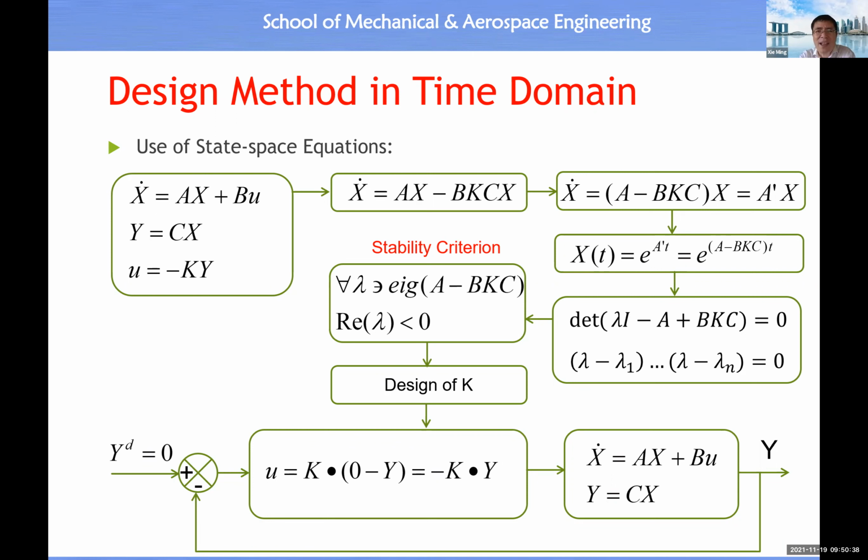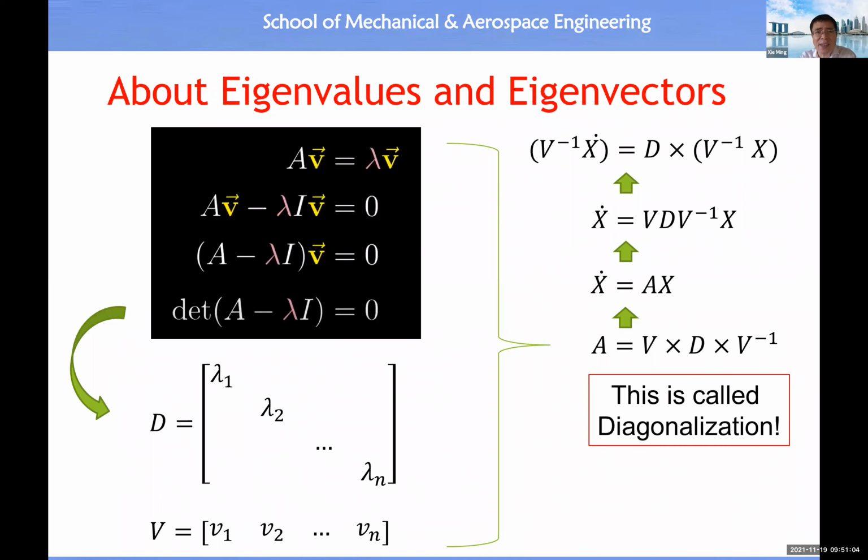So this is a very simple design scheme, but this is not as powerful as the methods in frequency domain. Later on, we'll show you four design methods in frequency domain, which will tell you more information, more knowledge, and give you more freedom to do the design for your control system. All right, so for those of you who do not know what an eigenvalue or eigenvector is, I aim in this slide to help you understand. So there's a basic observation.